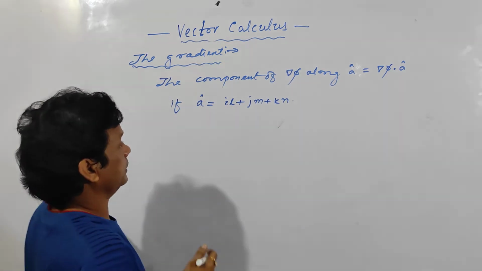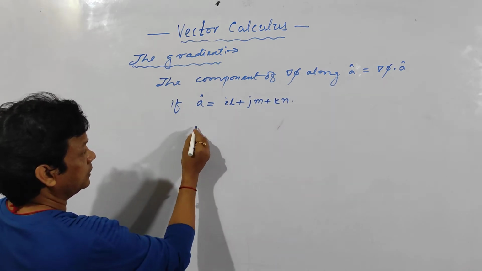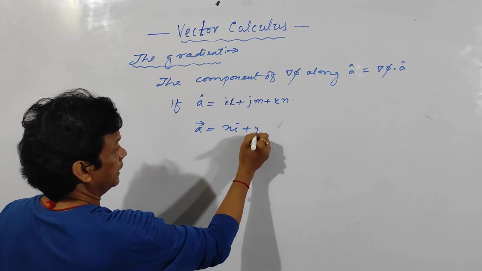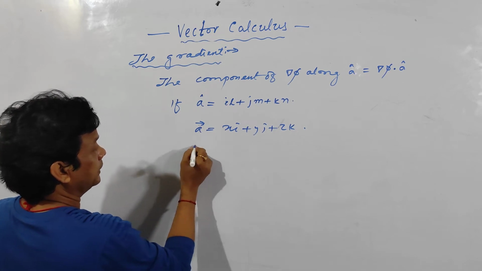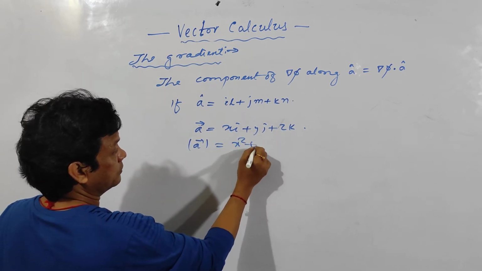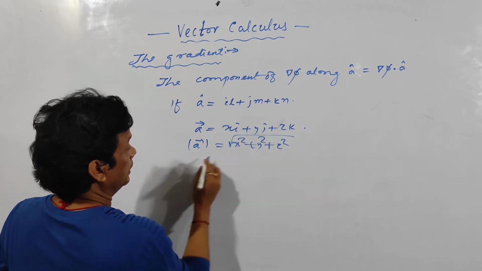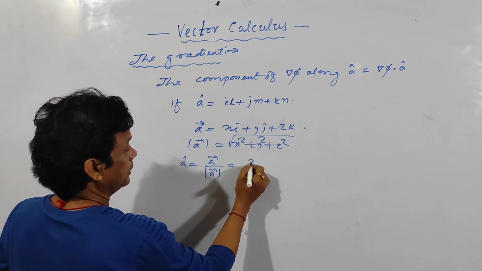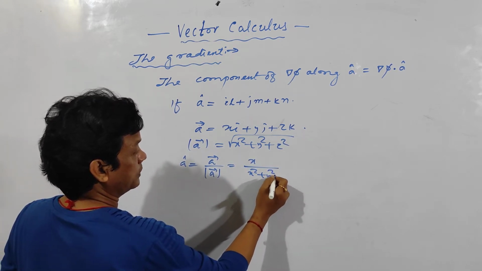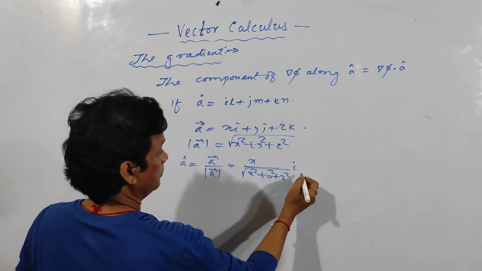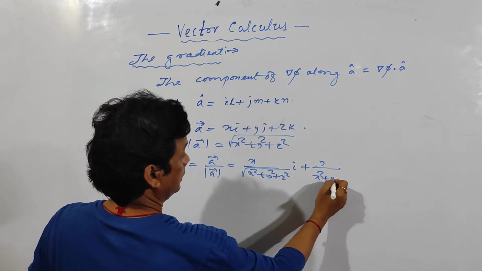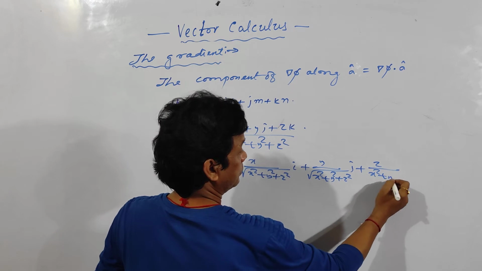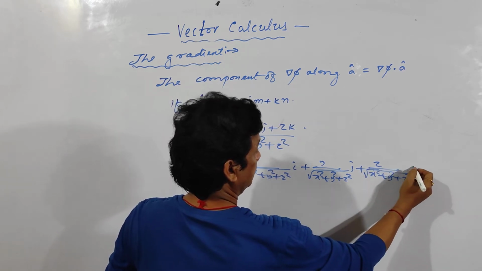So, how to write this one? How I have written this one? See here, if A vector, A cap is equal to X into I cap plus Y into J cap plus Z into K cap, then A vector mod is equal to square root of X square plus Y square plus Z square, and A cap is equal to A vector by A vector mod. This is equal to X by square root of X square plus Y square plus Z square into I cap plus Y by square root of X square plus Y square plus Z square into J cap plus Z by square root of X square plus Y square plus Z square into K cap.